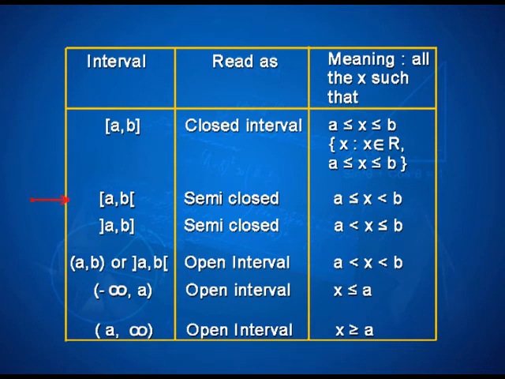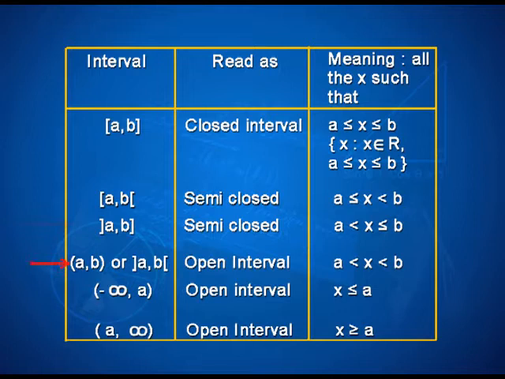A comma B with a closed bracket at A and open bracket at B is called a semi-closed interval, and this depicts that the point A is included, but the point B is not. So, it will have all the integral values between A and B with A, but not B. A comma B with the closed bracket at B and open bracket at A is also a semi-closed interval and includes the point B, but not the point A. So, it will have all the values between A and B including B, but not A.